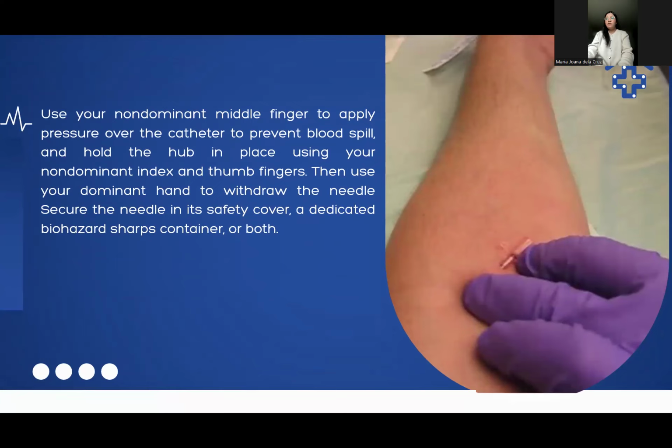Use the non-dominant hand middle finger to apply pressure over the catheter to prevent blood spill. Sometimes the stocks of the hospital have a catheter where the blood will not spill because there's an auto click inside. So the hub will lock until you put pressure to the hub, and that's the time the blood can be extracted. As with this different catheter, you should put pressure over the catheter to prevent blood spill and hold the hub in place using your non-dominant index finger and thumb. Then use your dominant hand to withdraw the needle, and secure the needle if it's safety covered, in a dedicated biohazard sharps container, or both.